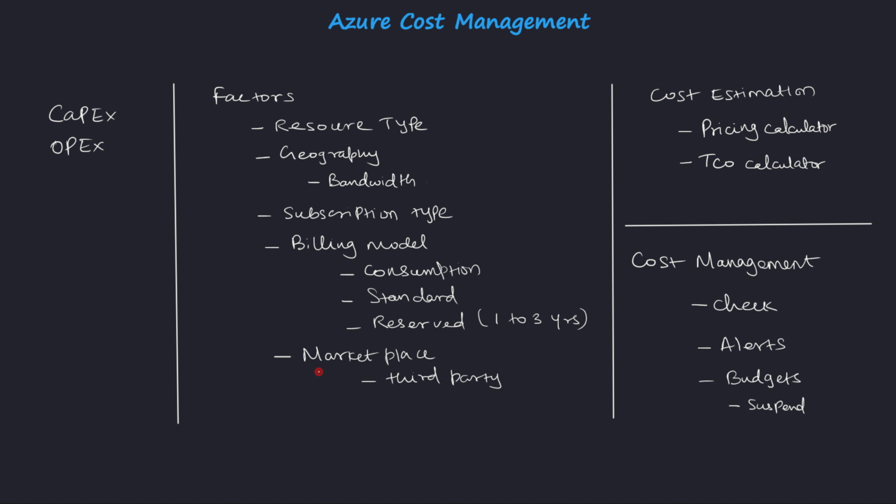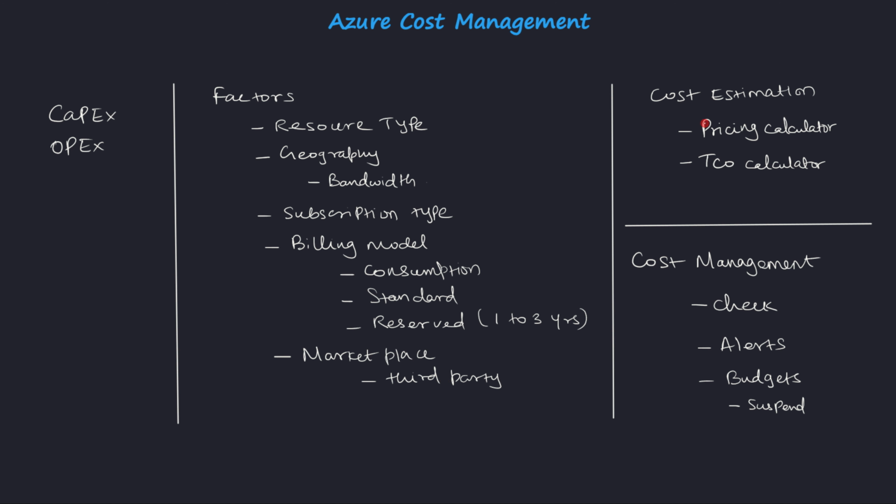Then one of the other factors that will affect cost is the marketplace. So if you are using some solution from the marketplace that is built by third parties, then in addition to the actual resource usage that is incurred by that solution, you will also pay some additional fee to that third party because they made that solution available to you for profit, right? So because of that, the cost will be different. So these are some of the factors that affect the cost.